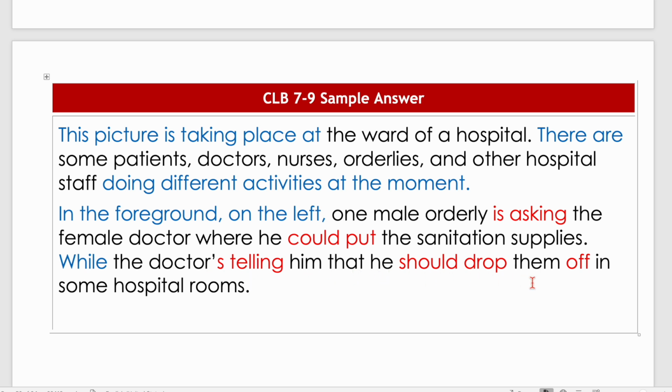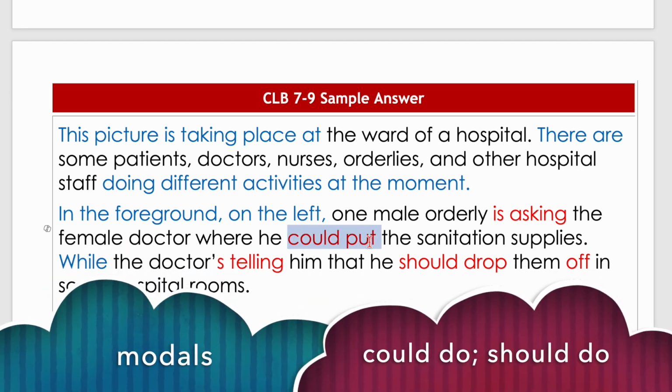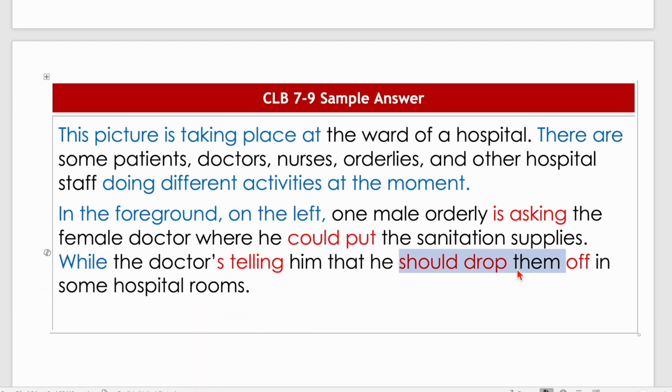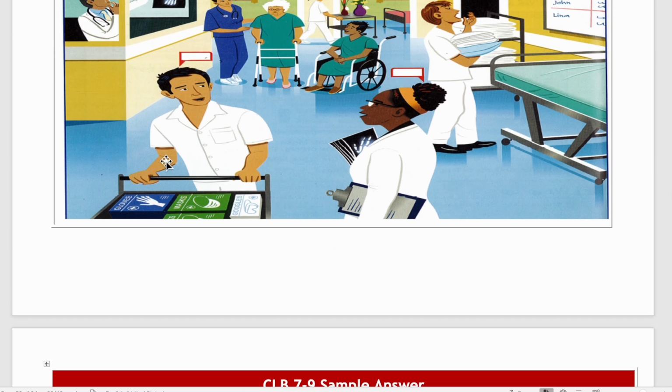So all that already, we're using higher level expression. That's something that we need to do. Lower levels won't use could put, or should drop. They'll say more basic ideas, just present continuous. But higher levels, we need to express those ideas in a higher way, okay? And that's what we've done here by using modals. All right, very good. So that one was very short.